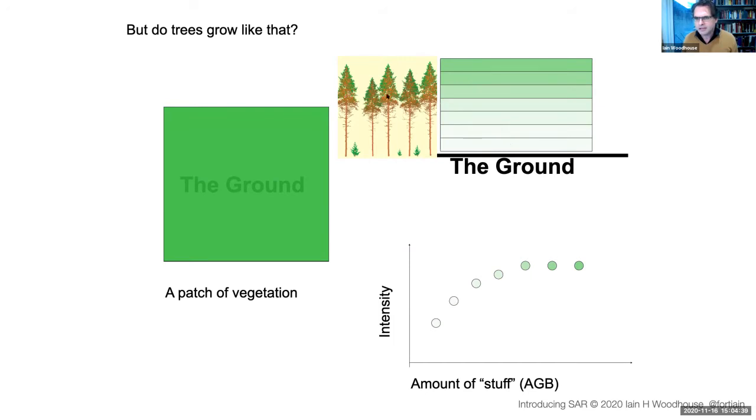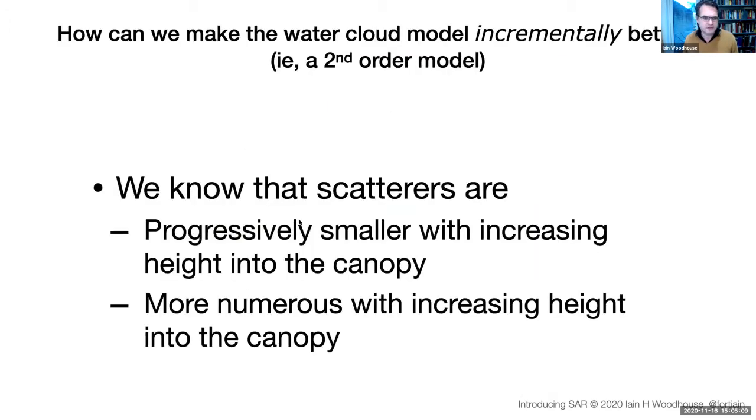And so there is possibly a different explanation, and what we found was that the structural properties of the forest had a big impact on the trend and where that saturation occurred, and whether or not there was any saturation. So I'm not entirely convinced that our understanding of backscatter from forests is complete yet. I think there's still some work to be done. That was my argument there in terms of progressively smaller scatterers with increasing height into the canopy, and they also become more numerous as you get higher into the canopy.